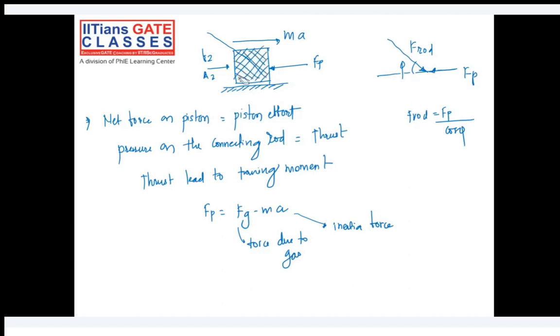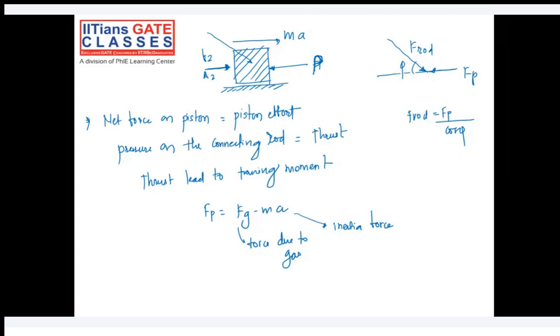Okay, this is our piston. Now, let's say some pressure is acting on this piston. Let's call it P. Okay, let some pressure be acting on the piston because of the combustion of the fuel and air. So the piston will try to move in the downward direction.